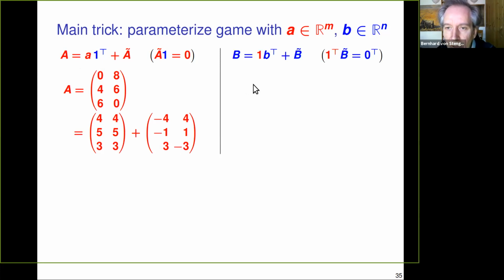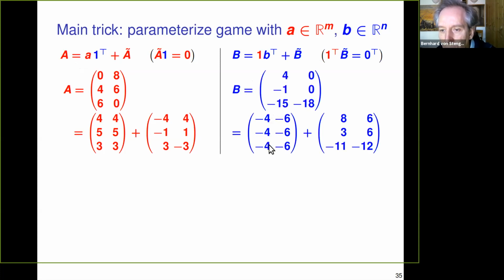Let's do the same thing for B. Here we do now constant columns in this game, which has the payoffs 4, -1, and so on. Constant columns here, creating a game where the sum across columns, 8 plus 3 minus 11 is 0, 6 plus 6 minus 12 is 0. Okay, so this is a unique decomposition.